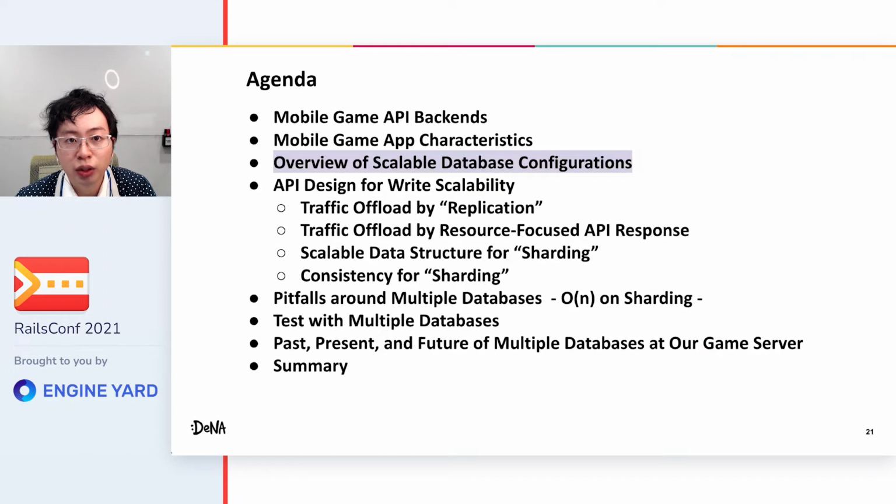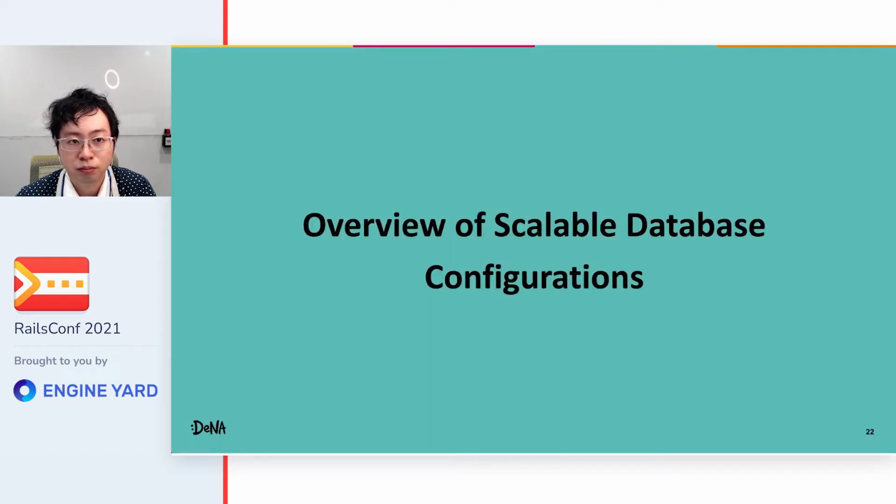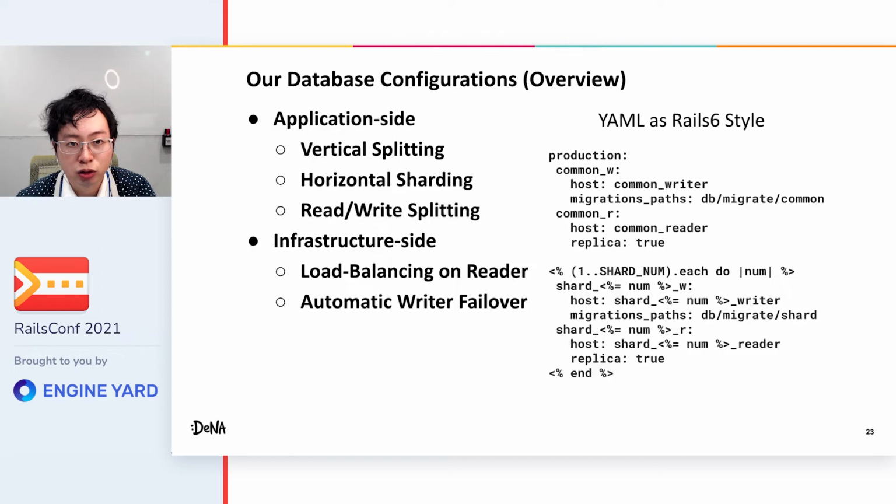Now we will take a quick overview of scalable database configurations. This slide is an overview of our database configurations. From the application side, we use vertical splitting, horizontal sharding, and read-write splitting. On the other hand, from the infrastructure side, we conduct load balancing on readers and automatic writer failover. Let's look at them one by one.